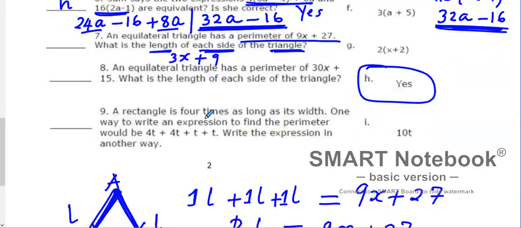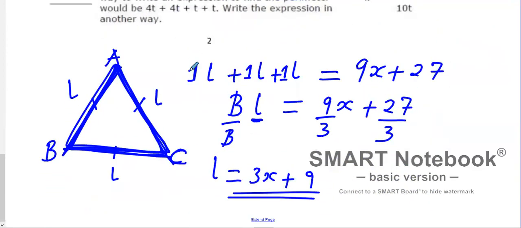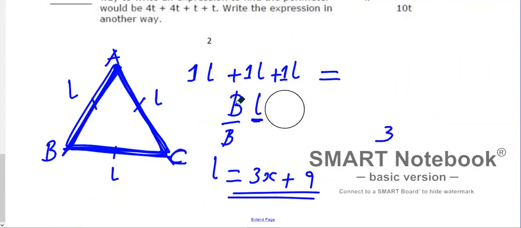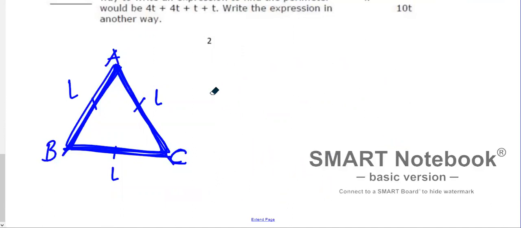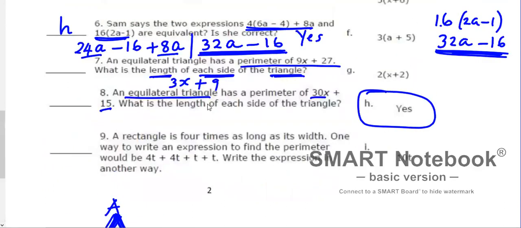Okay, question number 8 is also talking about an equilateral triangle that has a perimeter of 30x plus 15. What is the length of each side of the triangle? The same question; what is changed is the perimeter, but same question and same concept. So if you did not understand number 7, number 7 and number 8 use the same concept. So here we go.